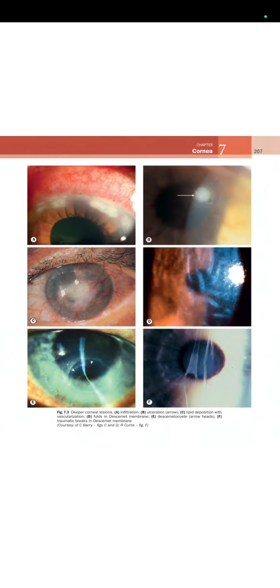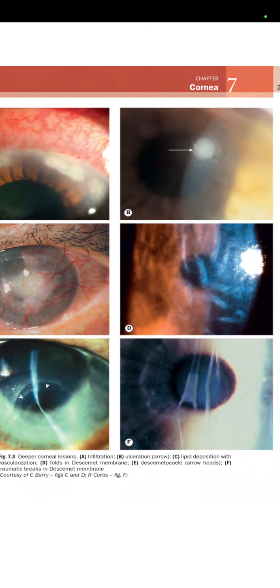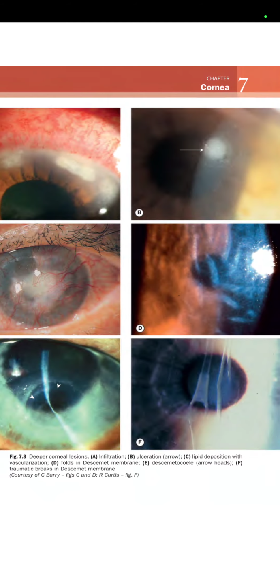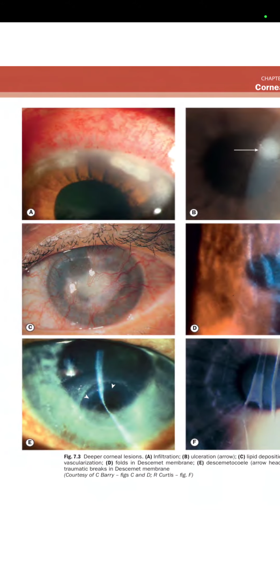Let's see figure 7.3 B and C. In B, it shows the ulcer. In this picture, the ulcer is not so clear, because you can usually tell by slit lamp, and you can also tell by staining of the cornea. And in C, you can see the lipid is deposited, and there is vascularization of the cornea. So these are the vessels, and there is a lipid deposition in the cornea.